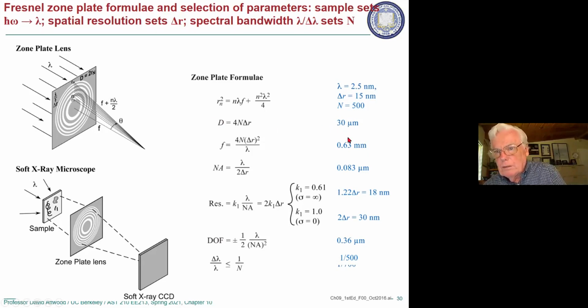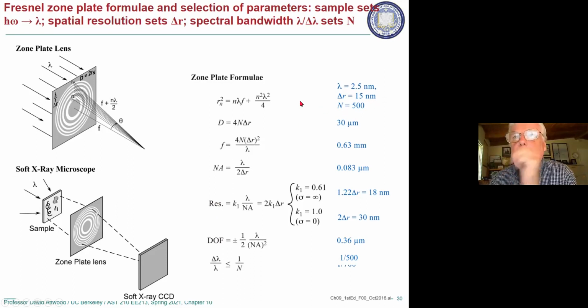Anything else I should have said? Yeah, the focal length is less than a millimeter. And the resolutions, typically the resolutions are about equal to the outer zone width. Usually a little bit more, but how much more? It depends on the illumination, actually, which I'll show you in a moment. But anyway, resolution to first order depends on outer zone width.